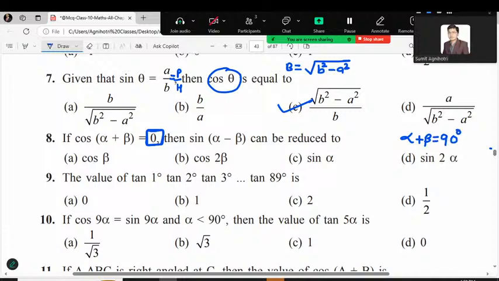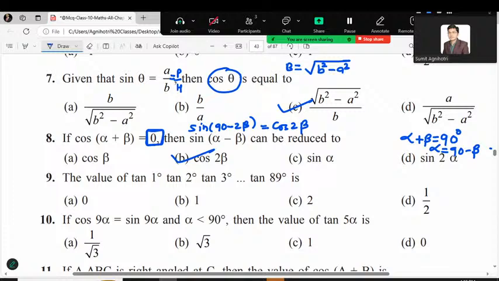And if alpha and beta are complementary, in the place of alpha you can write 90 minus beta. That becomes sine 90 minus 2 beta. And sine 90 minus theta is cos theta. That becomes cos 2 beta. That means it is equivalent to cos 2 beta, because I substituted alpha being 90 minus beta. That's why I got this answer, sine 90 minus 2 beta, and sine 90 minus theta equals cos theta, so we get cos 2 beta.